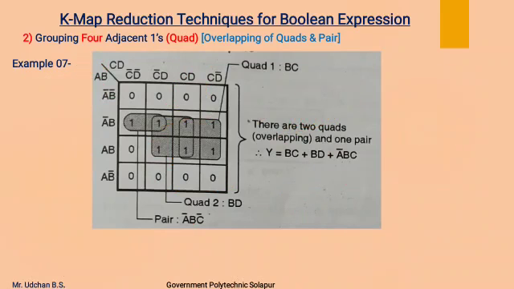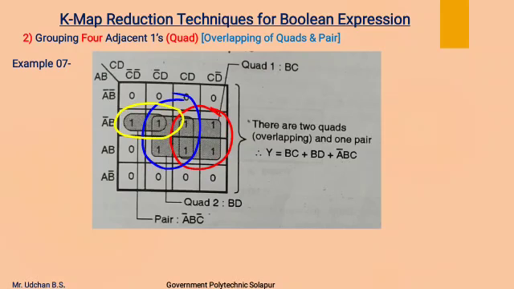Now in the next example, there are in all 7 ones. From that there will be 2 quads. This is the one quad, this is the second quad, and this is the third pair.